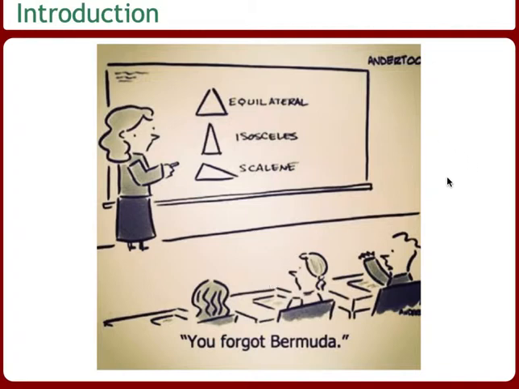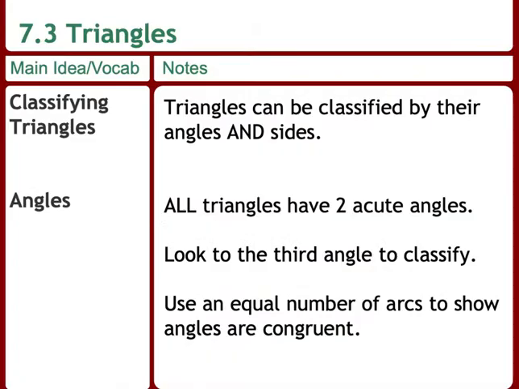Moving on to our official lesson. In terms of triangles, we can classify them or name them by their angles and by their sides. So first looking at their angles, some important notes. All triangles have two acute angles. So no matter what triangle you come across, it will always have at least two acute angles. In order to classify by angles, we look at the third angle.